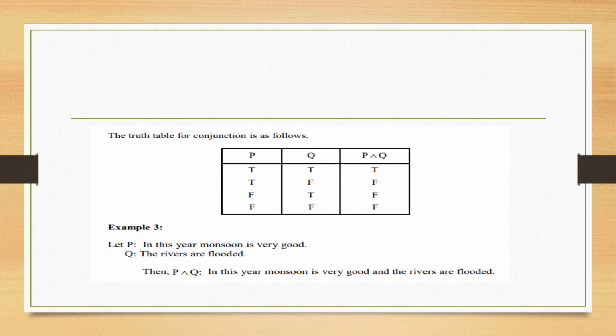For example, P is, this year monsoon is very good. This is one primary statement. Q is, the rivers are flooded. So how to connect these two statements? We write P conjunction Q: this year monsoon is very good and the rivers are flooded.